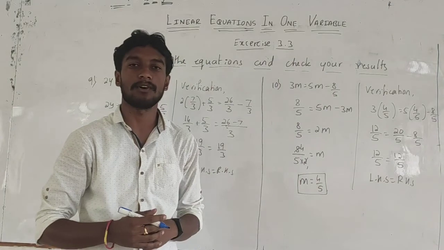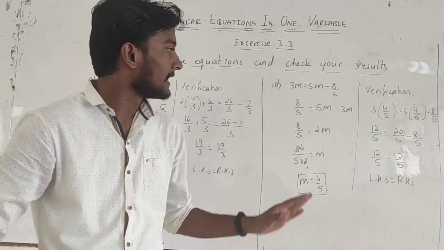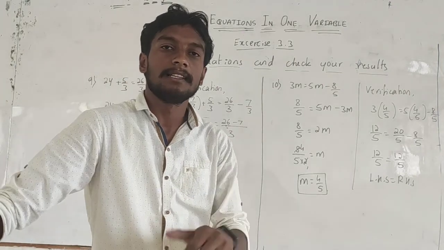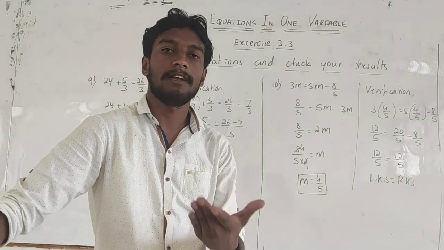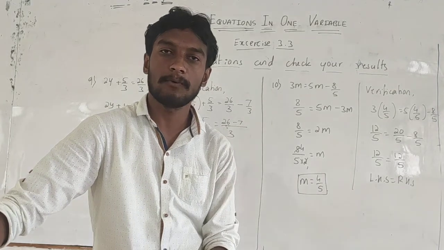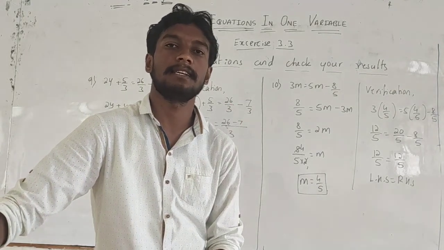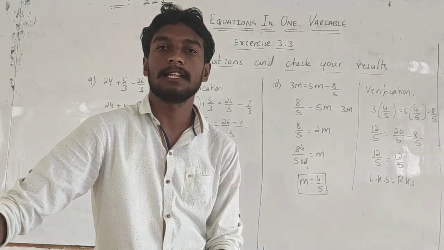Like this, you have to solve problems based on this. Here, just you have very simple problems. First, you have to find the value of the variable, then you have to verify them. While verifying, if you get LHS and RHS are equal, at the time the value, whatever you have got, that is correct. Otherwise, it is wrong. So, like this, you have to solve the problems.